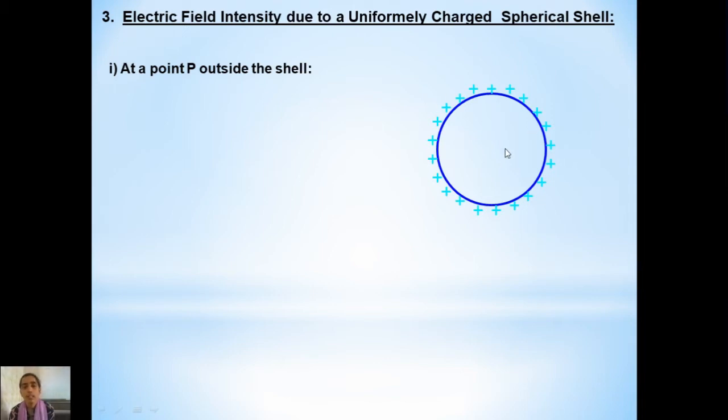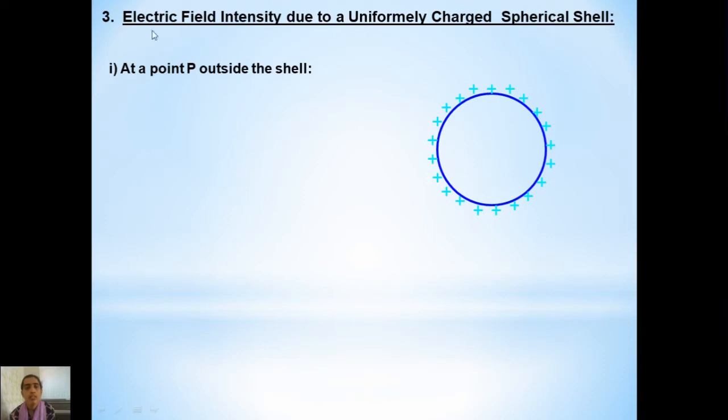In the third case, let's calculate the electric field intensity which is present inside this charged spherical shell, because we are imagining this as a hollow spherical shell. So if we are able to know the electric field intensity outside, on the surface and inside, then we will understand how the electric field intensity varies for this uniformly charged spherical shell.